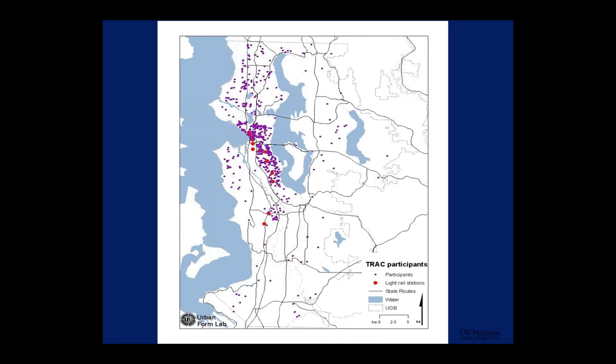And when you looked at who we actually recruited, this is where we are. All the purple dots are people who were recruited for this study. The folks that are close to the red dots are our cases. The folks that are purple dots elsewhere are our controls.